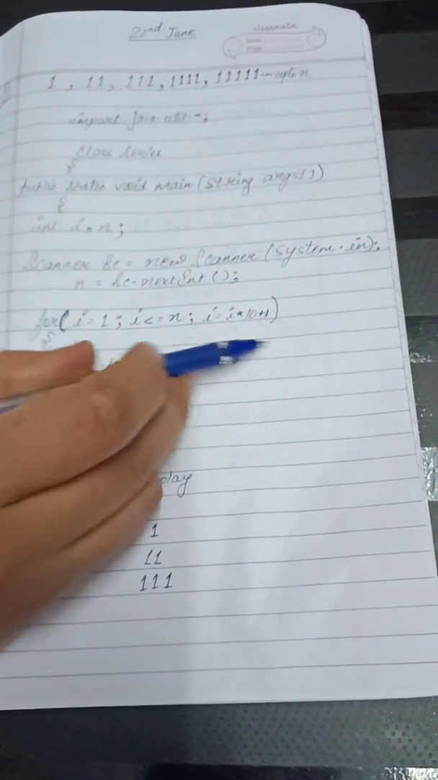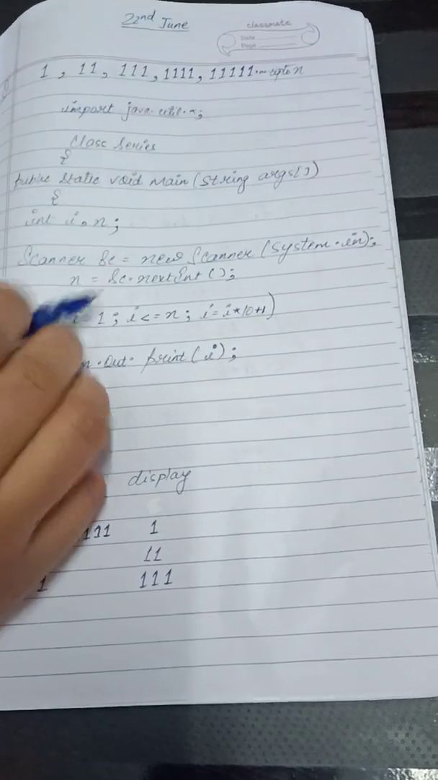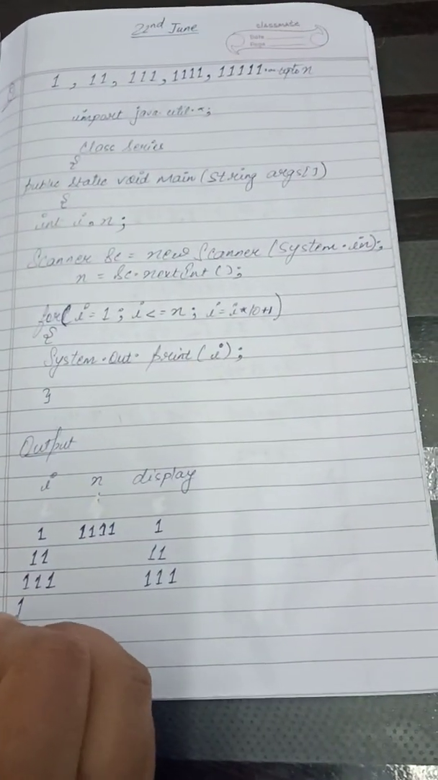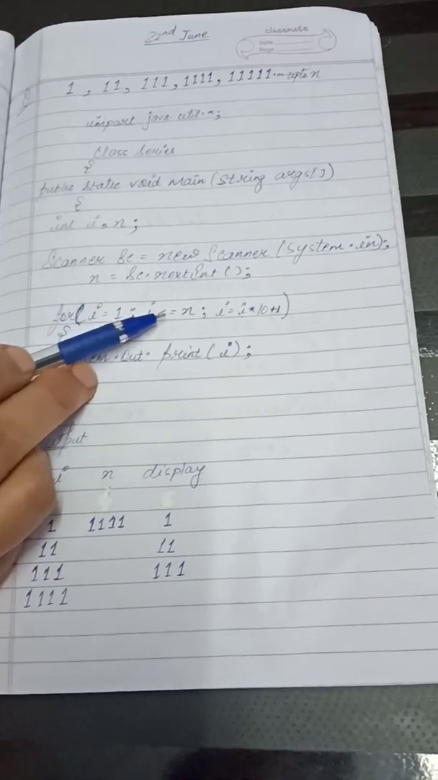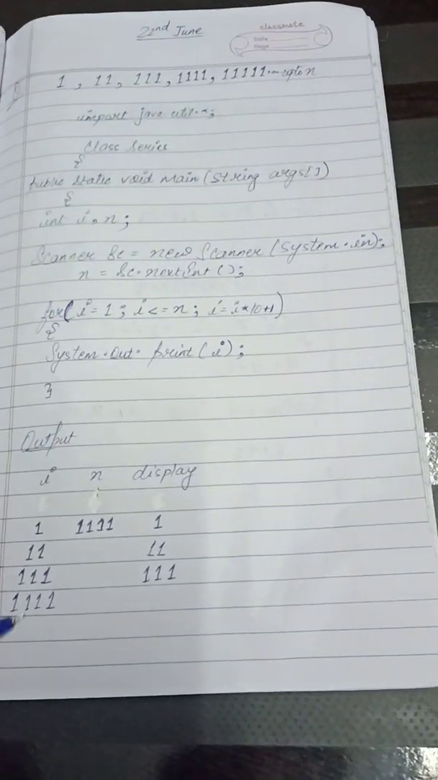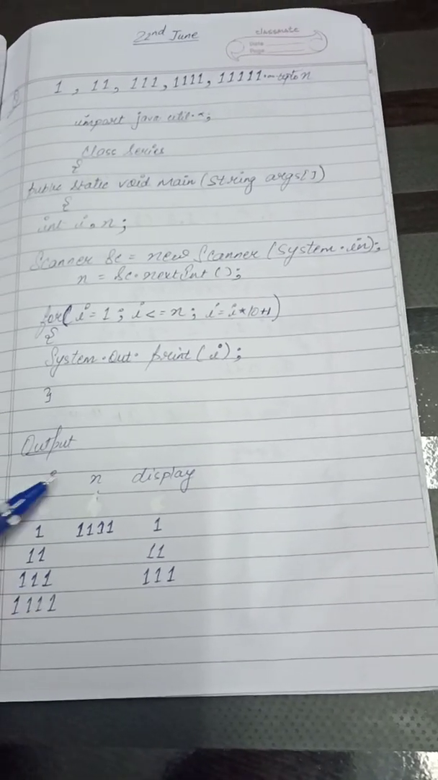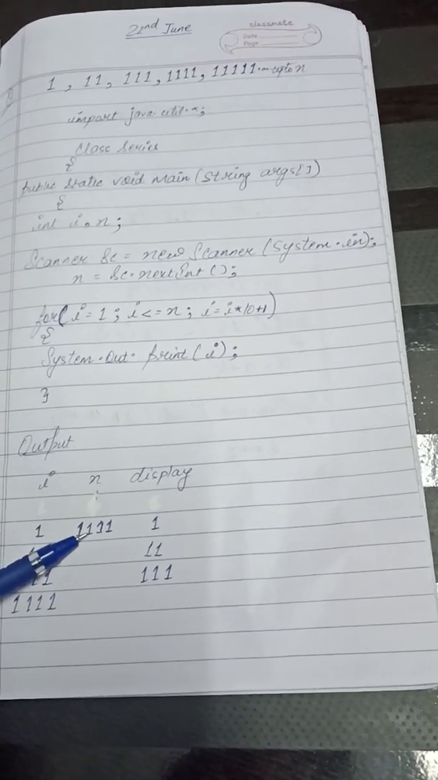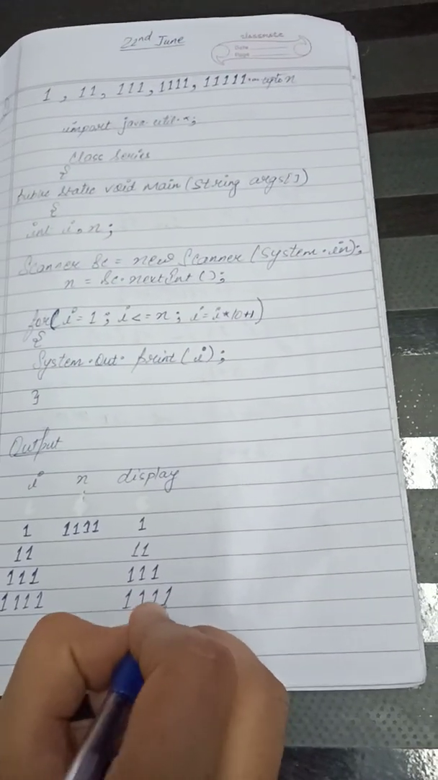Now again it will go to the updation part. It will become 1111. It will initialize value of I as 1111. Now I is less than or equal to n. Now 1111, it is not less than but it is equal to n. So condition is true. So it will print here 1111.